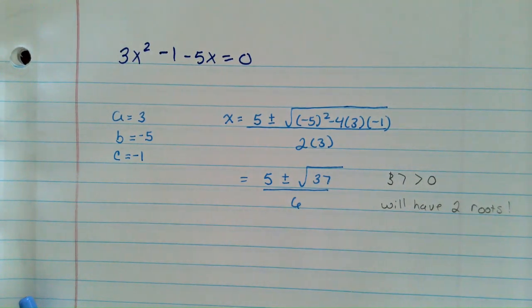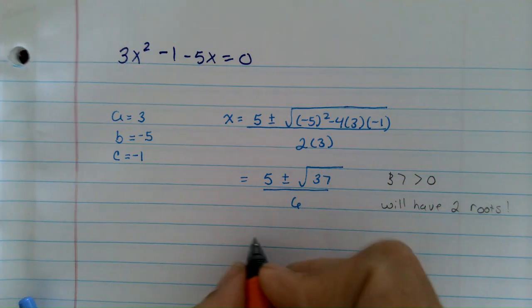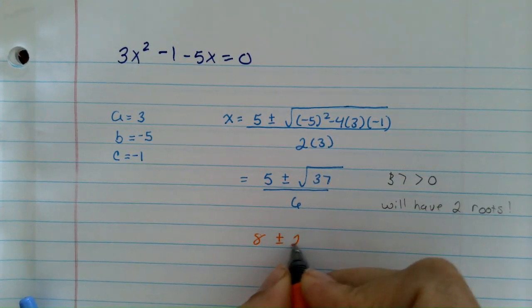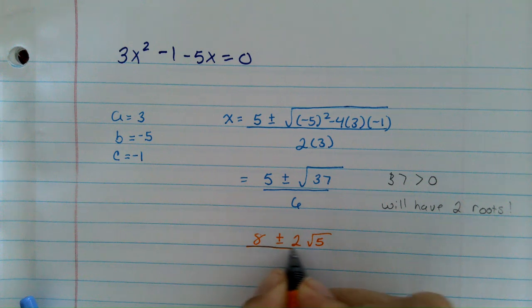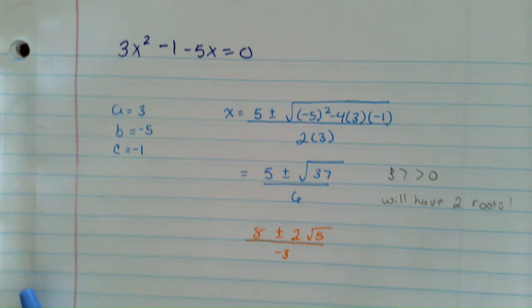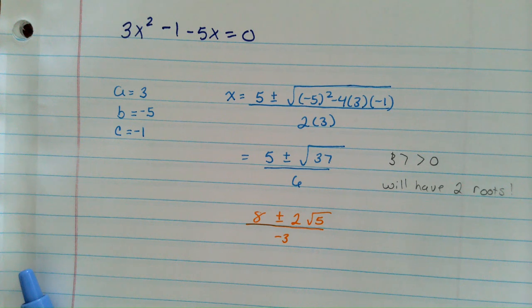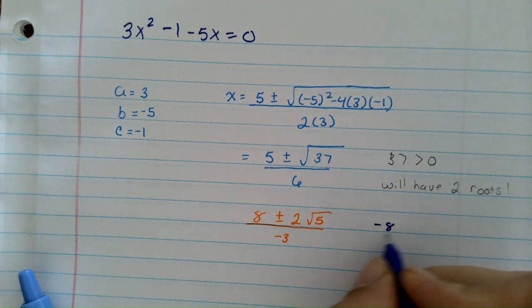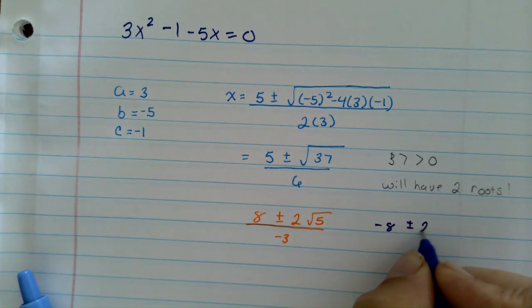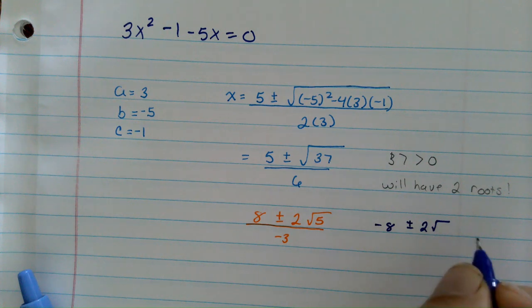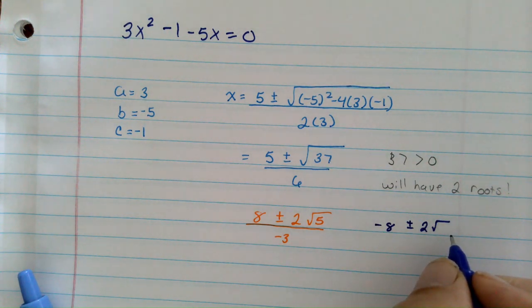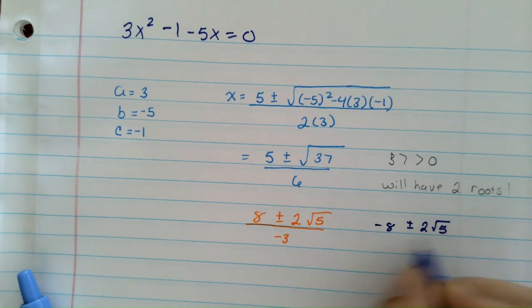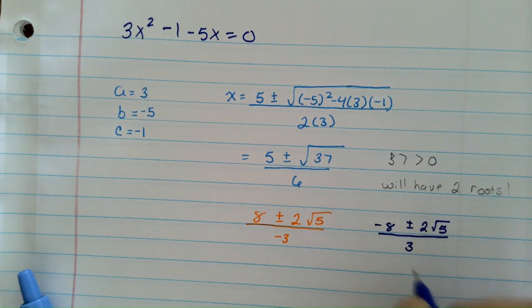Also, if the denominator is ever negative, let's say you had 8 plus or minus 2 root 5 over negative 3. I would rather multiply both numerator and denominator by -1 and make it -8, still plus or minus, because when you multiply a positive negative times a -1, it's still minus or positive. Isn't that the same as plus or minus? All over positive 3. So I like keeping that denominator positive, and that's how you're going to see the answer most of the time.